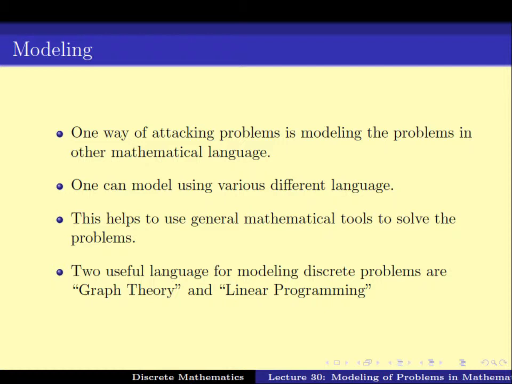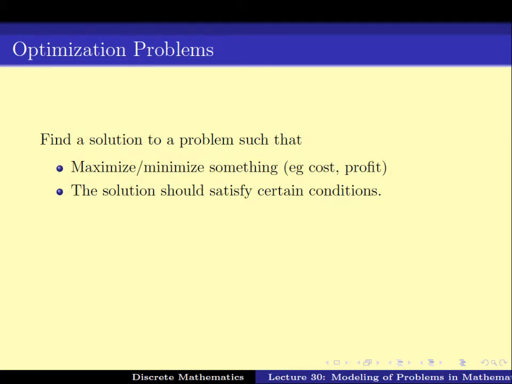In this set of videos, we have been looking at how to model discrete problems using graph theory and linear programming. So we are doing it by looking at a few examples. In the last video, we looked at a particular problem which was an optimization problem. Now what is an optimization problem? An optimization problem is something where you minimize or maximize something like a cost or a profit under a certain set of conditions.